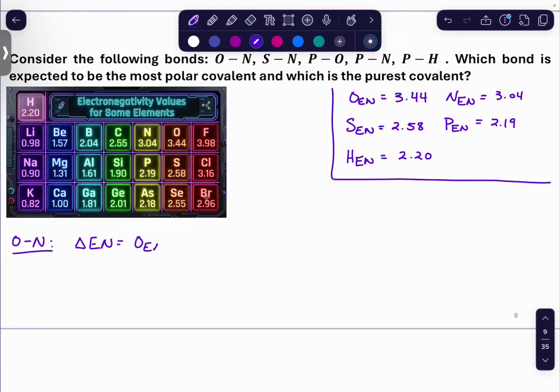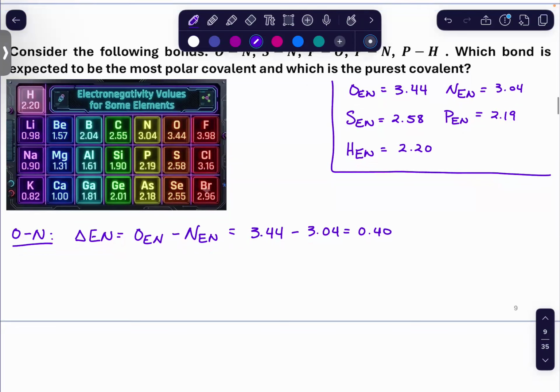And this delta doesn't have to be in any particular order. The way I suggest doing it is just put the numbers in the way that's going to give you the positive answer, because you're not looking for positive or negative here. You're looking for a magnitude. Just how big is this delta? Okay, so that one is just on the line of covalent to polar covalent.